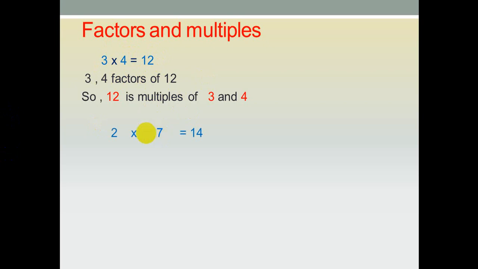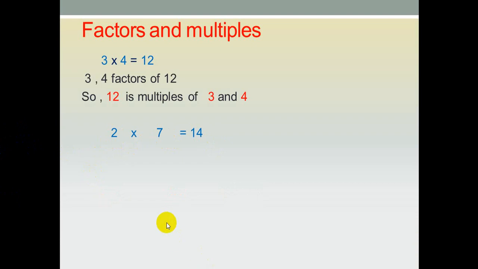Here 2 times 7 equals 14. 2 is a factor, 7 is a factor, and 14 is a multiple of 2 and 7. 14 is a multiple of 2 and 14 is a multiple of 7.